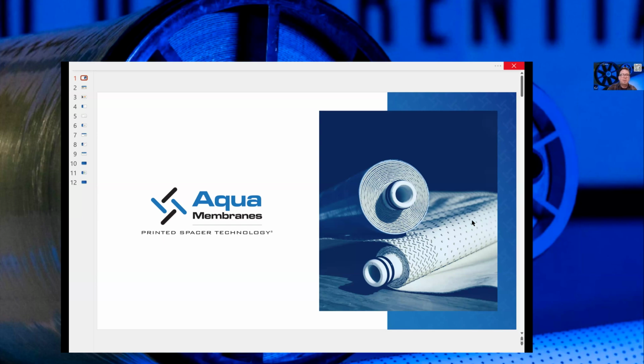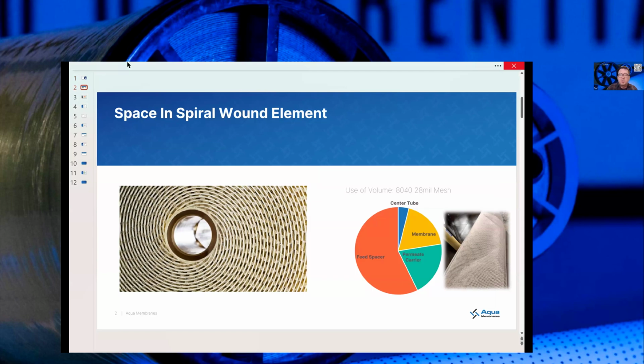And one of the things that we can do to recognize that is to think about where space goes inside an element. Because most of this industry has been built up around the concept of these cylindrical spiral-wound membrane elements, 8-inch diameter, 40-inch long. See a cross-section on the left here. Because of the symmetry, it's actually pretty easy to calculate how much volume is going into the different components.